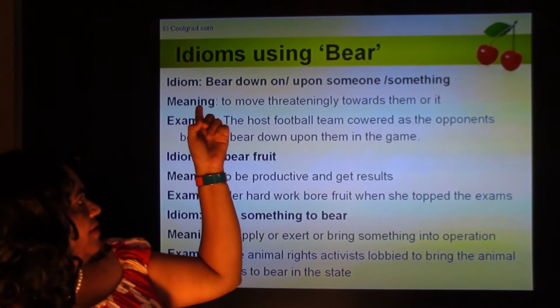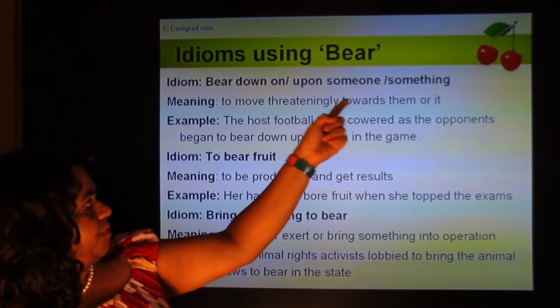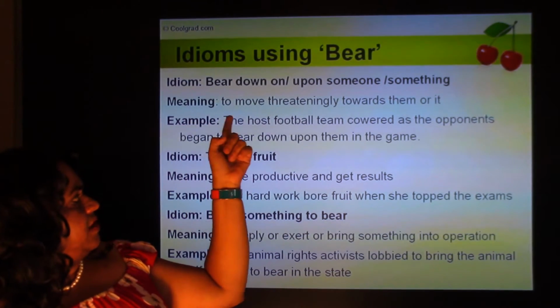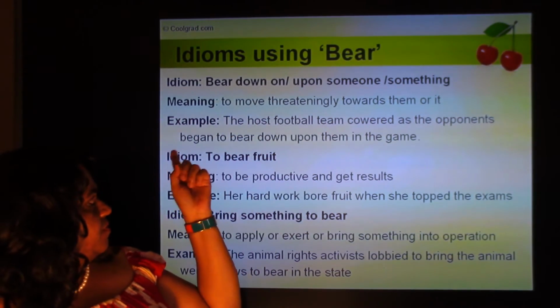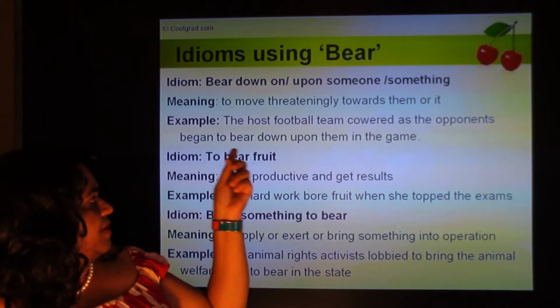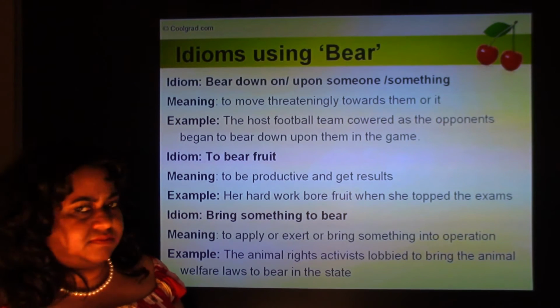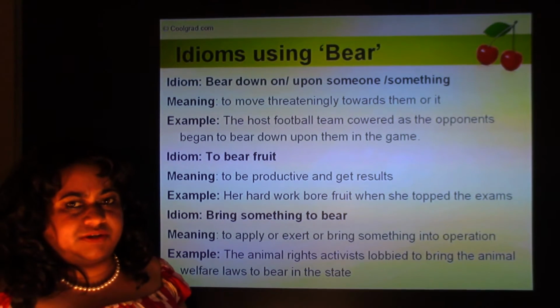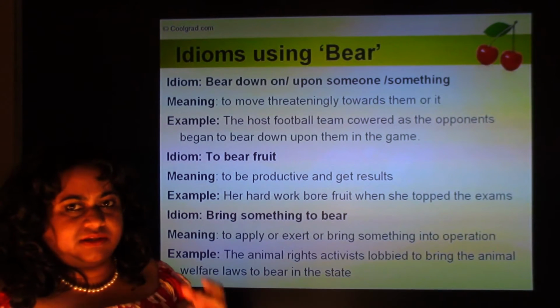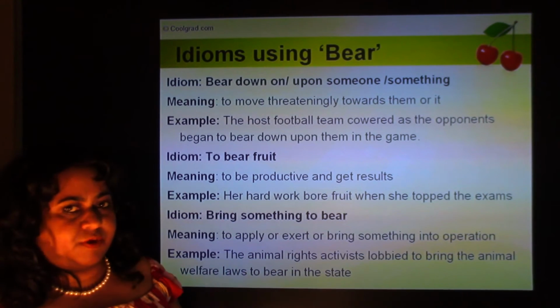Idioms using bear. Idiom: bear down on or upon someone or something, meaning to move threateningly towards them or it. Example: the host football team cowered as the opponents began to bear down upon them in the game. The host football team cowered means they began to accept defeat as the opponents began to bear down upon them.